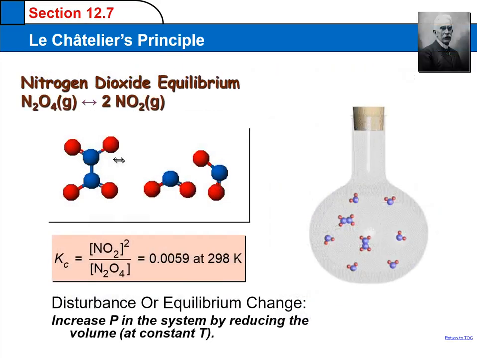Very important. Let's consider the equilibrium between N2O4 and NO2. You can see that as N2O4 breaks down in a reaction to form two molecules of NO2, we can think about this equilibrium. There's an equilibrium constant for this, 0.0059 at 298 Kelvin. And that means this is pretty strongly reactant favored, so you're going to have a lot more reactant. So you're dividing by that number, it's pretty small.